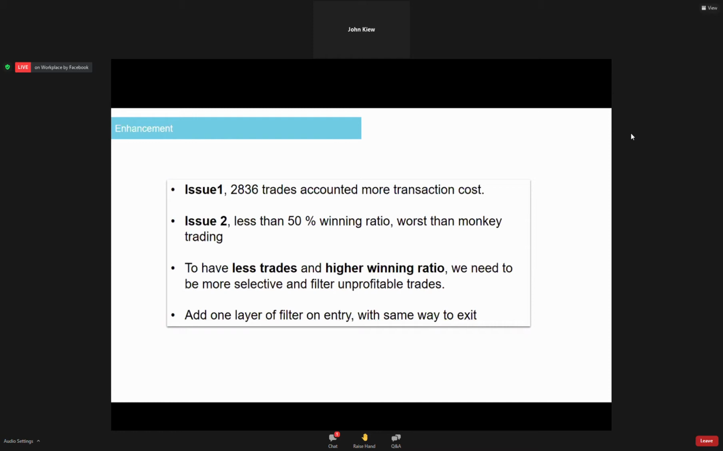The first issue, we have too many trades, and that's trades across 4 years on a 15 minutes time frame. It also indirectly tells us the transaction cost is very high. The second issue is that, like most trend following indicators and trend following trading strategies, we have a winning ratio of 50% or less. So this is something that we can improve by filtering the noise or the unprofitable trades. So it's possible to improve it.